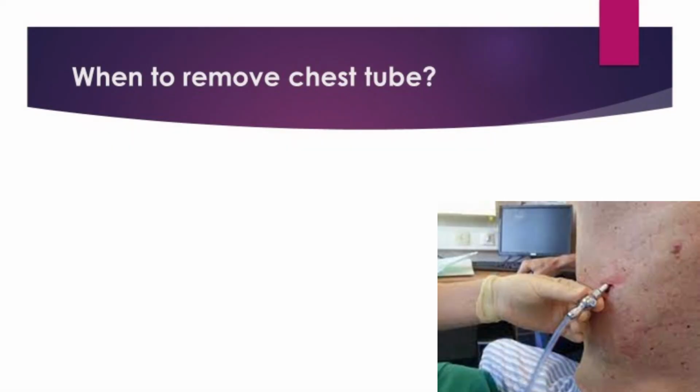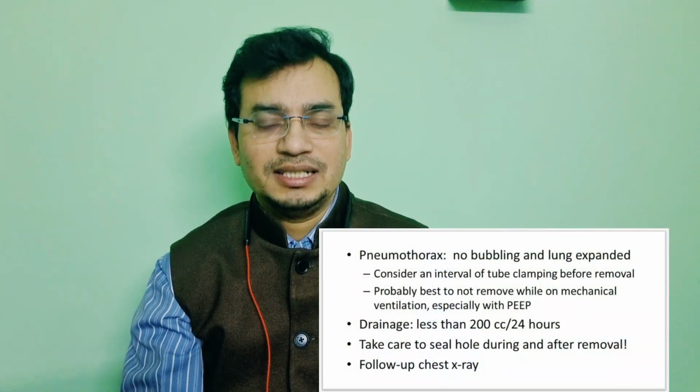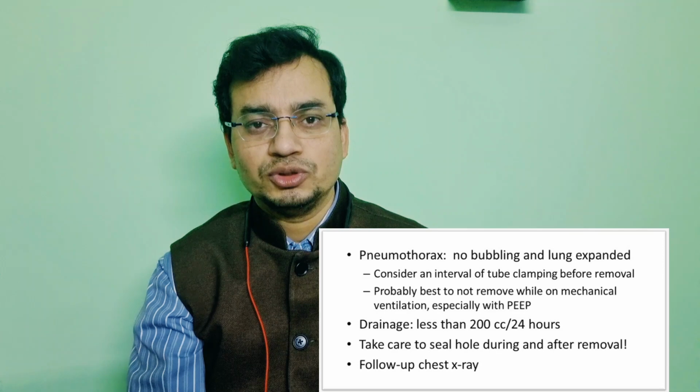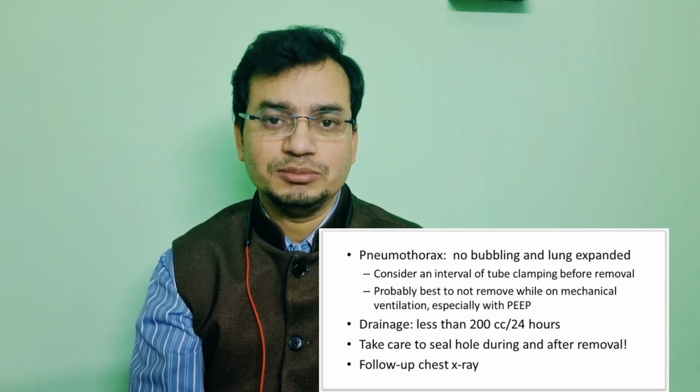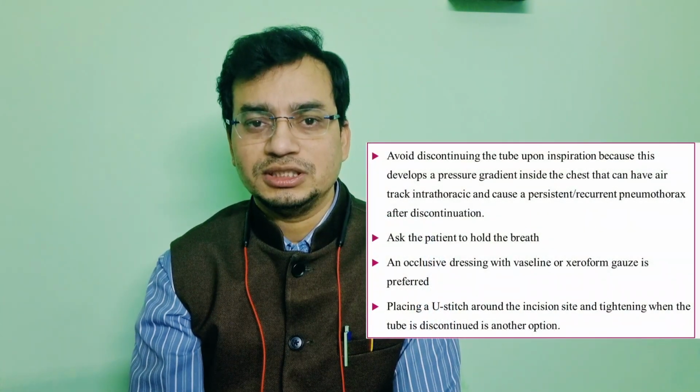Now people often ask, when is the appropriate time to remove the chest tube? The simple answer is that the indication to place the tube is resolved, or if the tube is causing complications. Look in chest x-ray if lung is expanded well and less than 200 ml is drain output in last 24 hours, then you can safely remove the tube. Always take precautions to seal the hole at the skin while taking the tube out. There are few additional tips to remember while you are removing the tube.